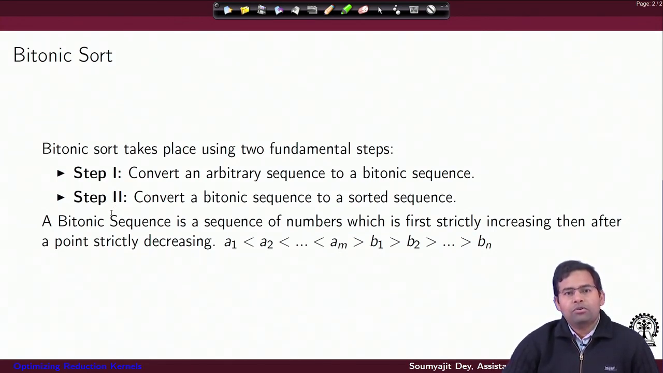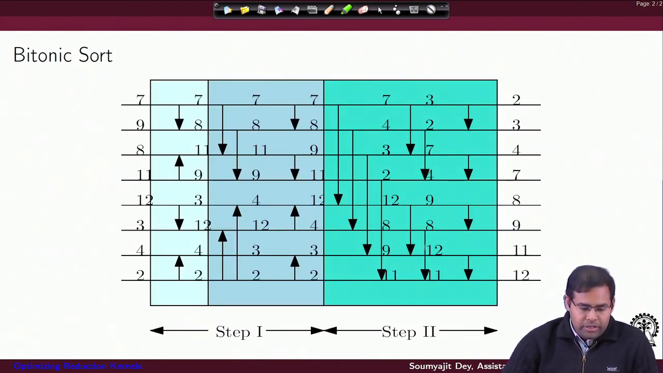So in step 1, we are going to implement a sorting network which can take as input an arbitrary sequence and convert it to this kind of a sequence where it first increases and then it decreases. And then we will have a stage 2 sorting network which will take this kind of a sequence as input, and it will provide a completely sorted sequence. So let's look into this for once.